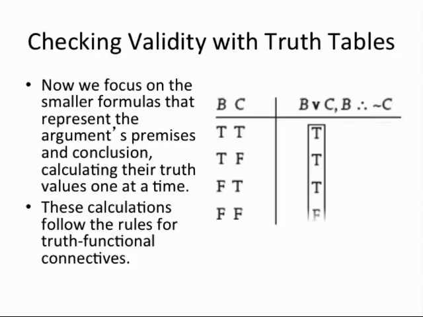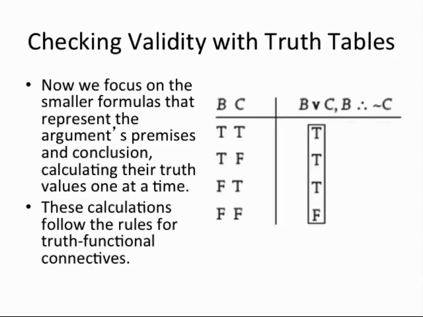Note that the premise is an either-or statement, so we'll have to apply the rule for disjunction, which states that disjunctive statements are false if and only if all the component disjuncts are false. Otherwise, disjunctive statements are true. As you can see, in the first row, both B is true and C is true, so the disjunction of B or C is true.